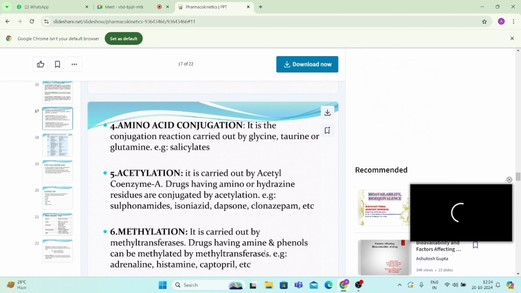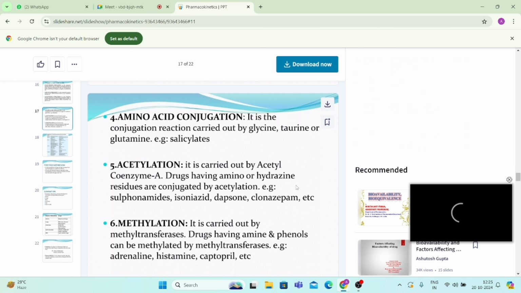And we have the next one, amino acid conjugation. What is this? The drugs which have an amino acid in their structure, like aspirin, which we all know as acetylsalicylic acid. It comes under the class of salicylates. So salicylates can be conjugated by amino acid conjugation. Glycine and taurine can also undergo amino acid conjugation.